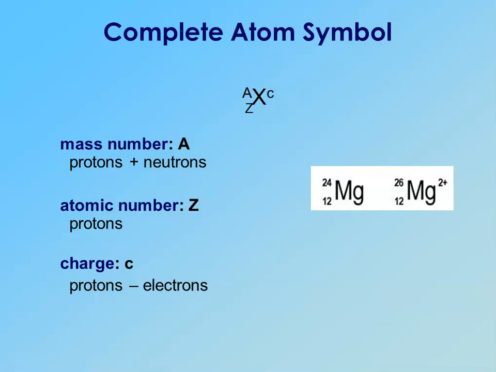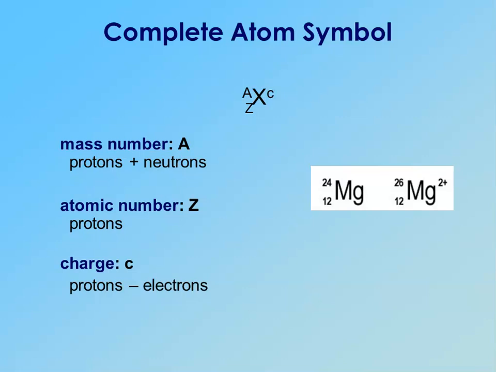The A, the top left-hand corner, will always be representing the mass number, so telling you what isotope you have for that given element. It's protons and neutrons. Z will always be found in the bottom left-hand corner, your atomic number, which is going to be unique for each element, your number of protons. And then finally, C, if you have an ion, will be placed in the top right-hand corner.